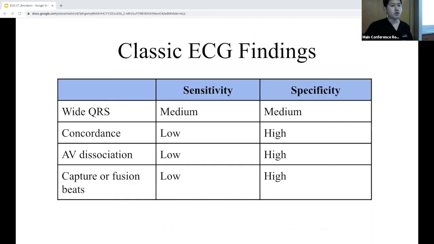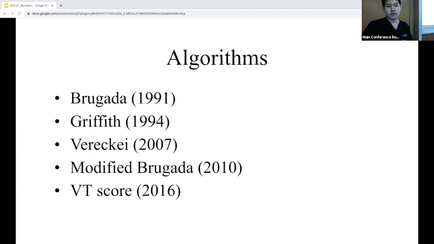So to summarize the classic EKG findings in VTAC, you have wide QRS, precordial concordance, AV dissociation, and capture and fusion beats. The latter three are basically pathognomonic, but they have very low sensitivity. So just because you look at an EKG and they don't have these findings doesn't mean you've ruled out VTAC, but you can rule them in.